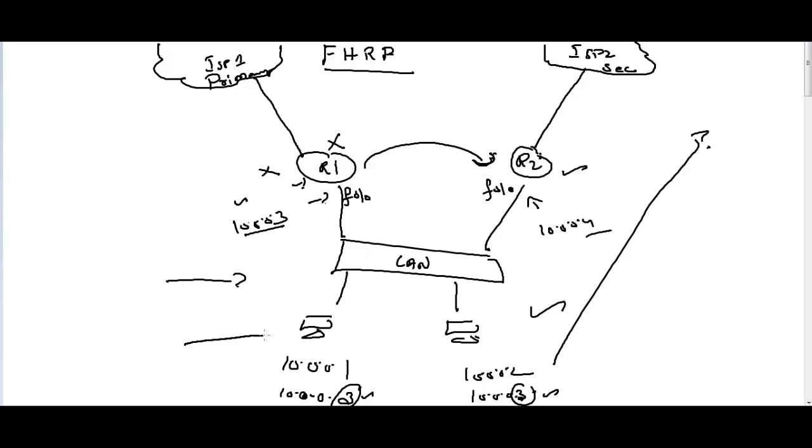But going down to each computer and changing the gateway IP address to 4 is not possible. It's not practically possible. We cannot go and assign gateways on every PC one by one. But we want the switchover to happen. I want the packet to be sent to 10.0.0.4 when router 1 fails. How can this be achieved? This can be achieved with the help of this protocol, first hop redundancy protocol.